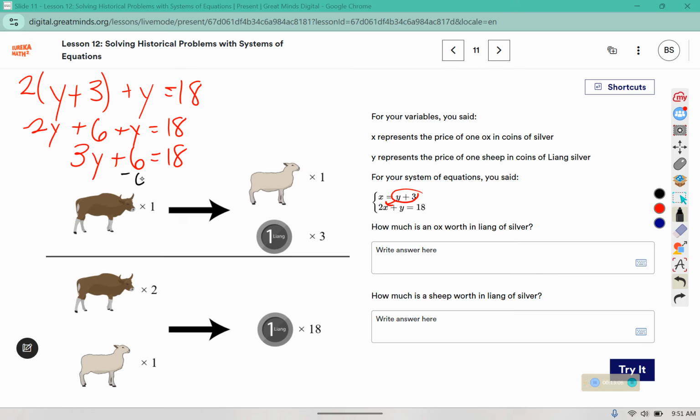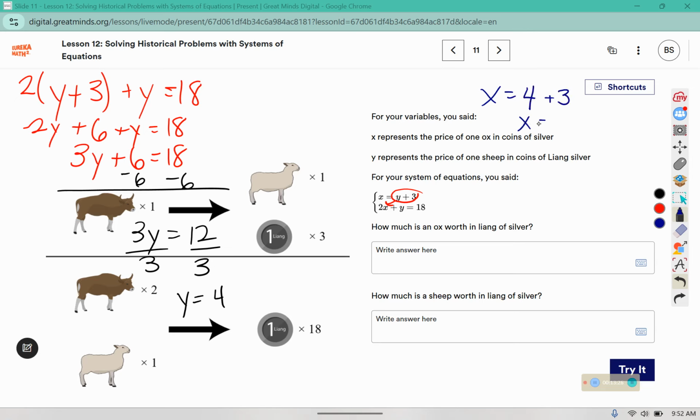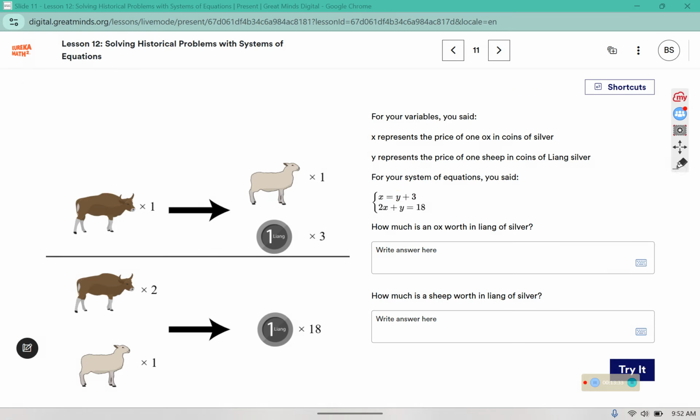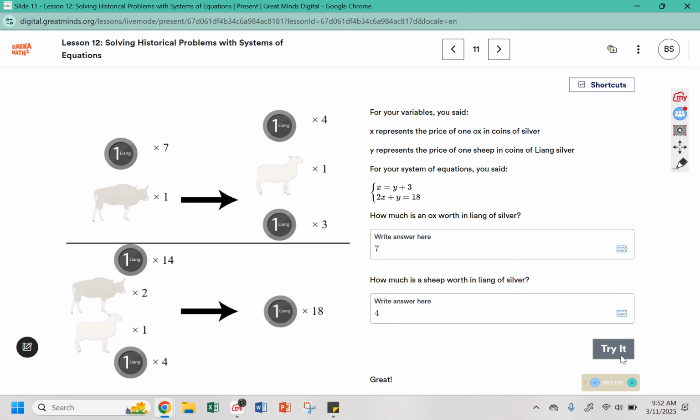Subtract the 6 from both sides. We end up with 3y equals 12. Divide by 3 and we get y equals 4. So that is the sheep. And we need to plug it back in. x equals y, which is 4, plus 3. So x equals 7. The ox is 7 and the sheep is 4. And it says great.